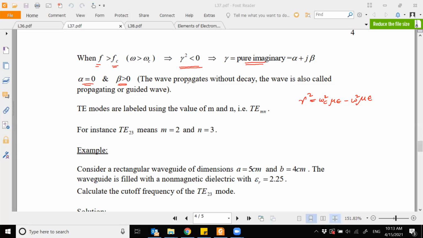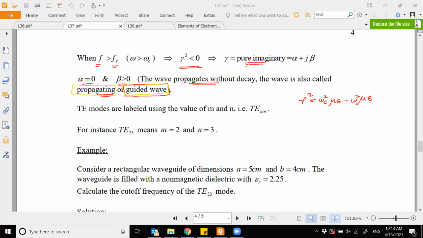In this case, we say that the wave propagates without decay because my alpha is 0. And the wave is called the propagating wave or guided wave. This is a very important word, very commonly used in rectangular waveguides. They are called propagating waves or guided waves. And as I told you, we don't use waves mode, we use modes.